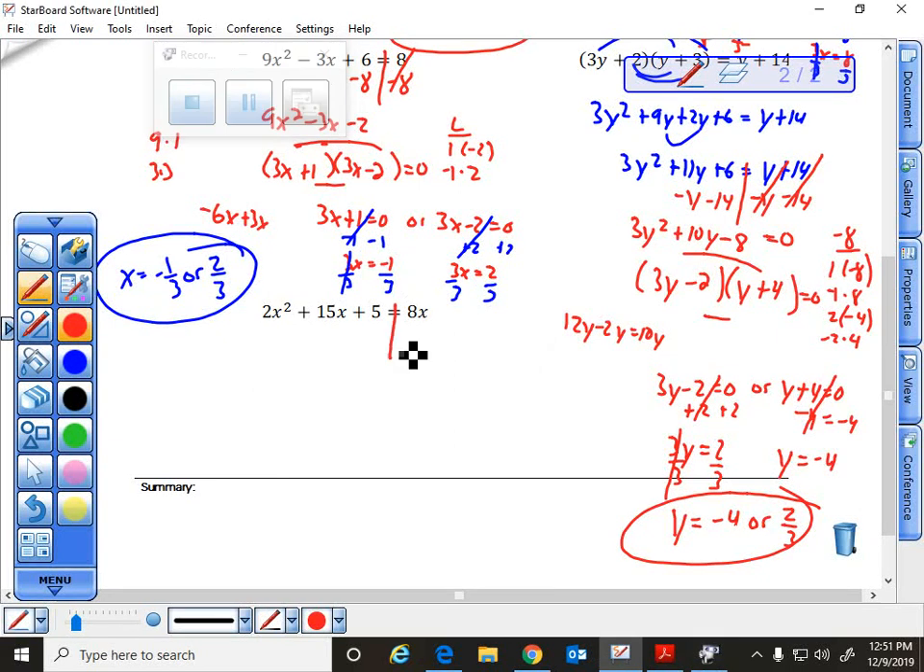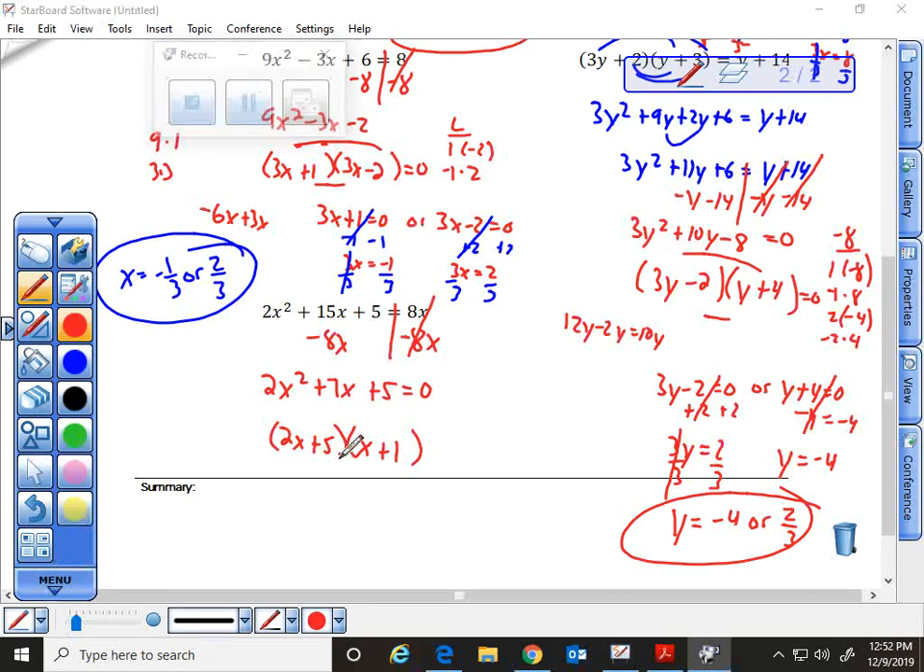Alright, this last one, subtract 8x to both sides. You'll get 2x squared plus 7x plus 5 equals 0. Factoring it, you'll have a 2x and an x, and you'll have a 5 and a 1. I'm going to go with plus 5 plus 1, and let's see if that works for us. We will have 2x and a 5x. That is 7x is what I needed, equal to 0. So 2x plus 5 equals 0, or x plus 1 equals 0.